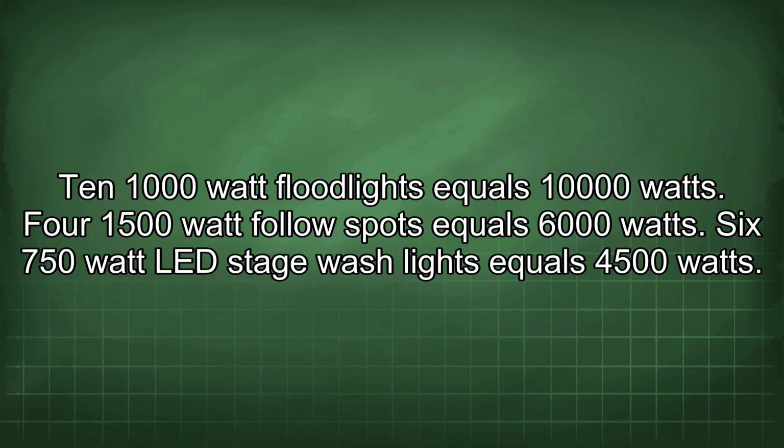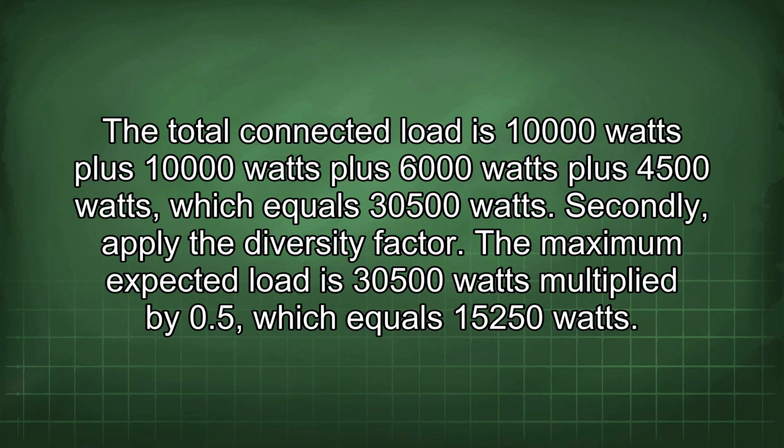4 1500 watt follow spots equals 6,000 watts. 6 750 watt LED stage wash lights equals 4,500 watts. The total connected load is 10,000 watts plus 10,000 watts plus 6,000 watts plus 4,500 watts, which equals 30,500 watts. Secondly, apply the diversity factor. The maximum expected load is 30,500 watts multiplied by 0.5, which equals 15,250 watts.